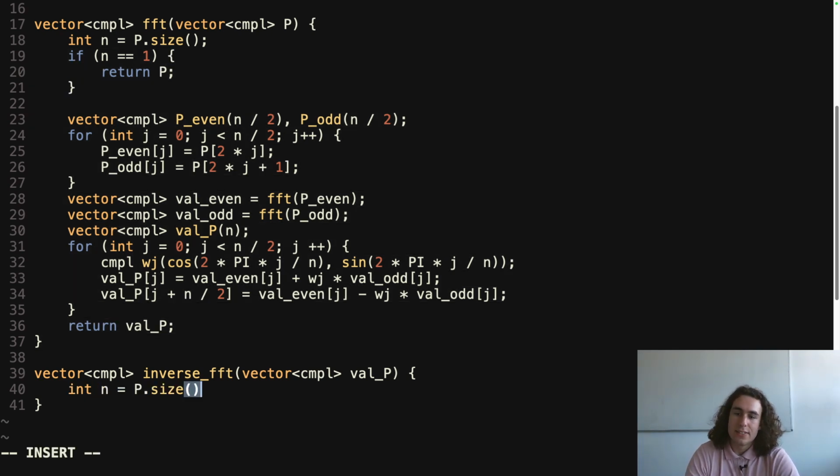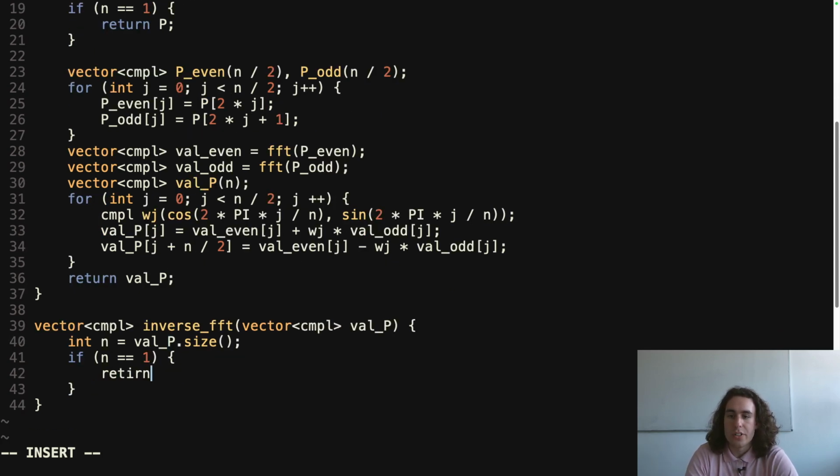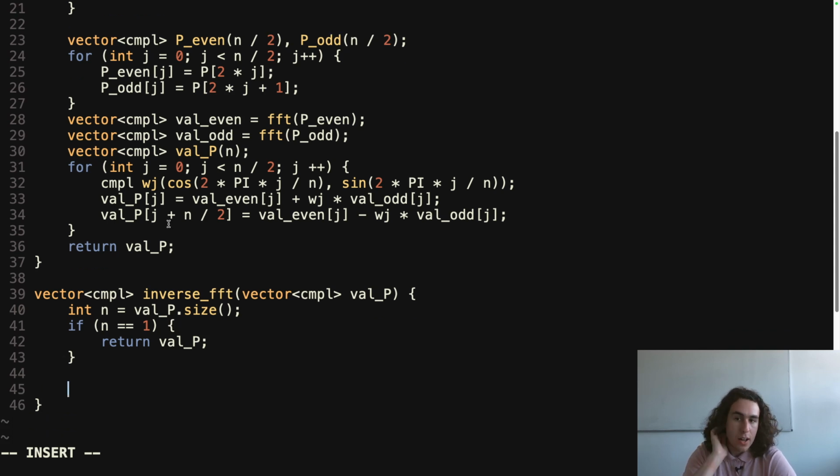So we have n is the size of p. If n is 1, we did nothing, so we again do nothing. If n is 1, oh, it's not the size of p, it's the size of val p. We return val p. Otherwise, we have values of p. From them, we need to calculate the values of val even and val odd, right? So let's make these vectors. Val even of size n half, val odd of size n half.